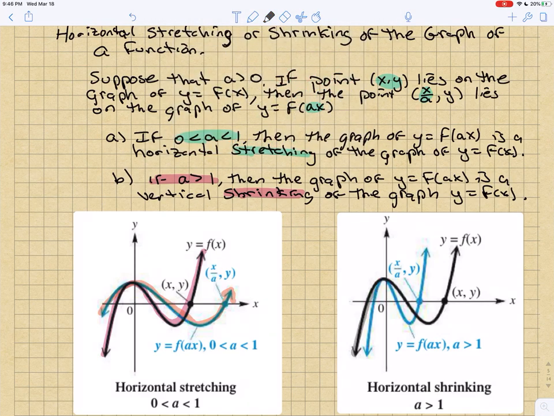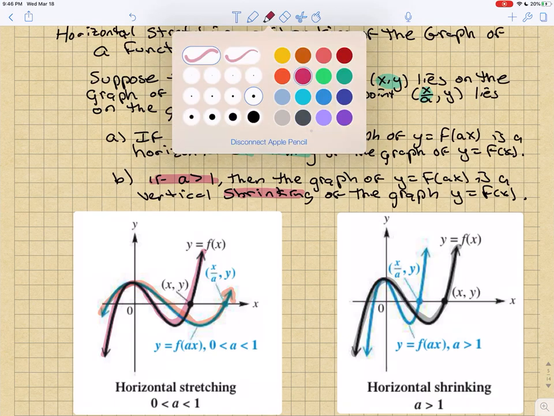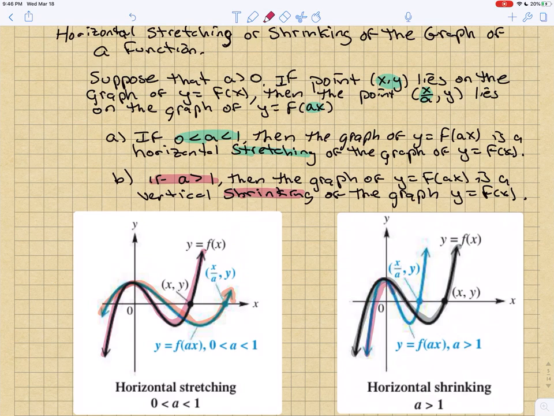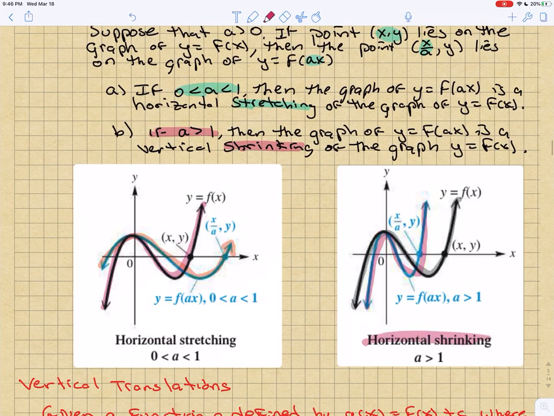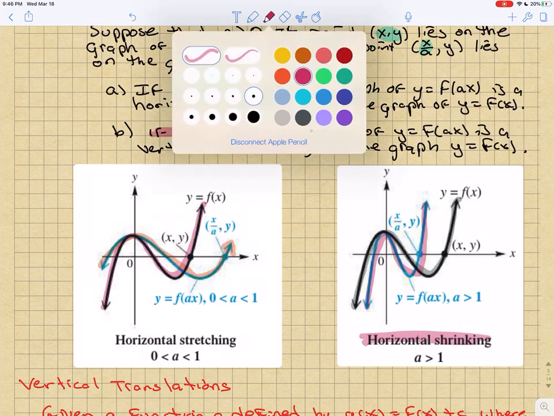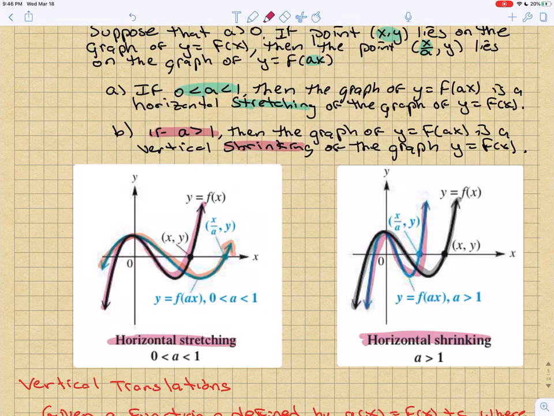So let's look at this one. Here's the original function in black, y equals f of x. And then in blue, y is equal to f(ax). But this time the a value is greater than 1. It's a horizontal shrinking, not a horizontal stretch. Okay? So remember, horizontal movements are the exact opposite of what you would intuitively think, Bizarro world, where vertical makes perfect sense.